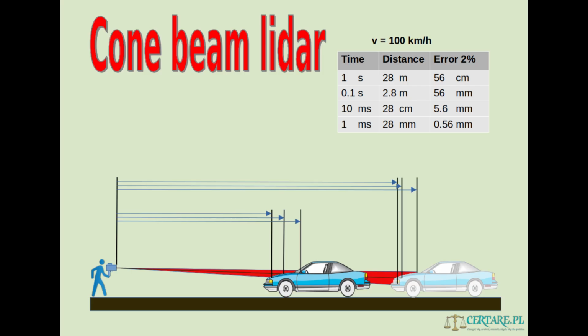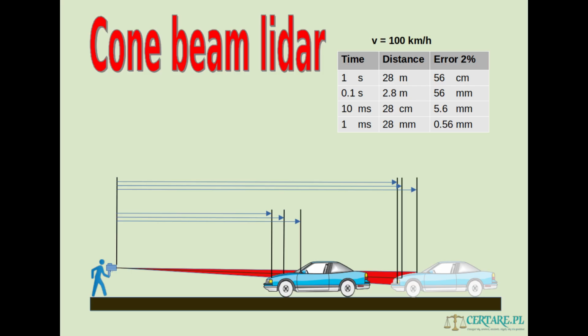So let's suppose we are measuring a car or other vehicle traveling at a speed of 100 kilometers per hour. That means that in 1 second that car covers approximately 28 meters. So in order to measure its speed with 2% maximum error, the maximum distance error between these two distance measurements is 56 centimeters.